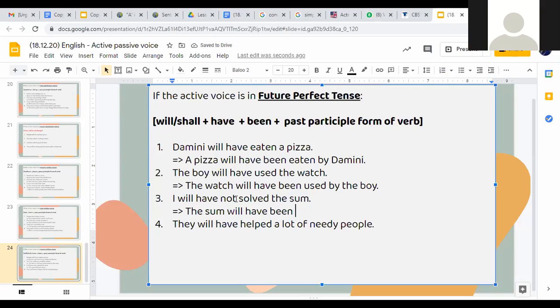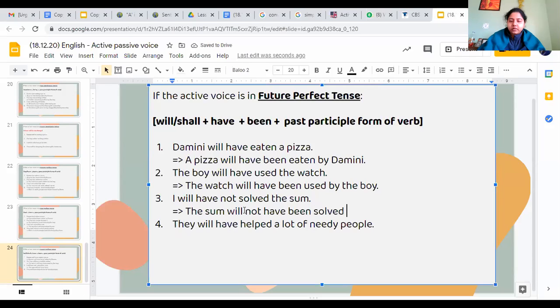Not. अच्छा एक not भी है हाँ बीच में. So not किधर आ जाएगा? Will और have के बीच में. Will not have been. Then solved. फिर by whom? किससे नहीं solve हो रहा है? By him. Look at the pronoun here. I है. तो I का क्या बन जाएगा? Him.